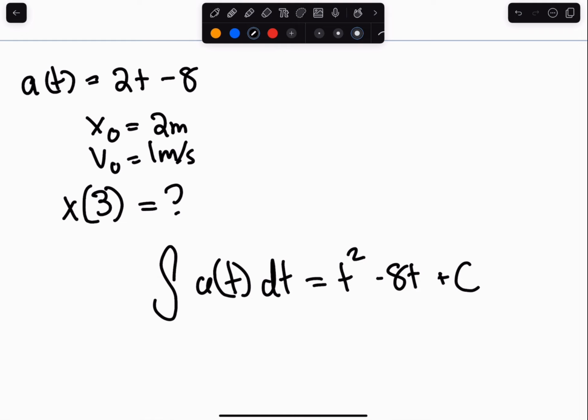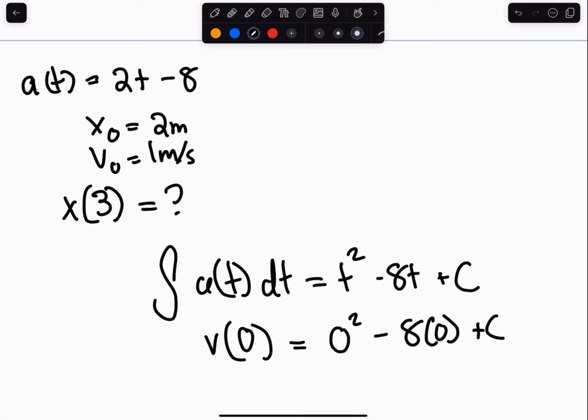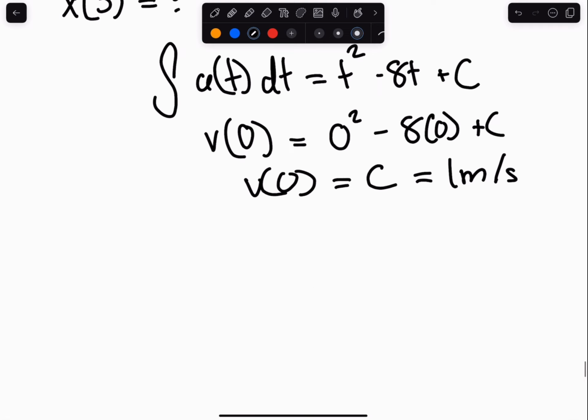We are aware that initial velocity is 1 meters per second. Let's plug in time 0 into our new velocity equation. This ends up giving us just v of 0 is c. And since we know v of 0 is actually 1 meters per second, c is also 1 meters per second. This gives us a final velocity equation of t squared minus 8t plus 1.